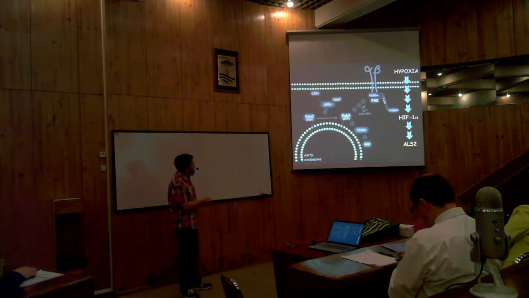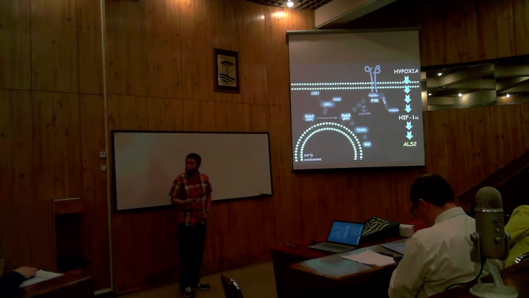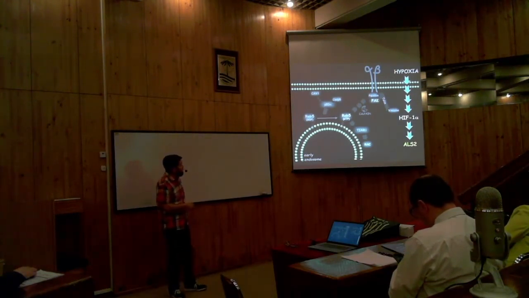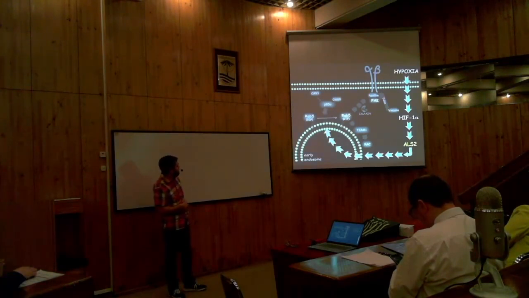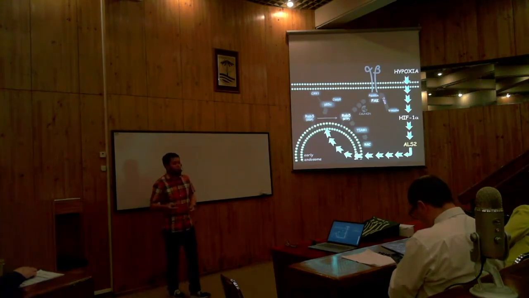So this is the model that we are working on currently. We have hypoxia, which allows the stabilization of HIF1 alpha. HIF1 alpha allows the expression of Alsin 2, which in turn activates Rab5, and then the downstream events in cell migration, invasion, and metastasis.